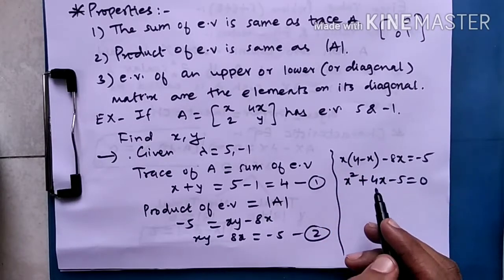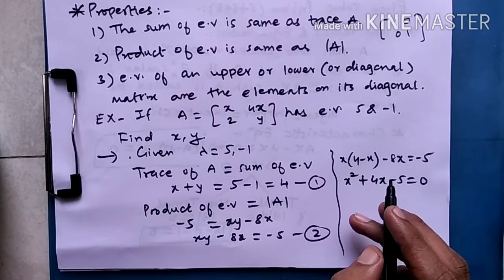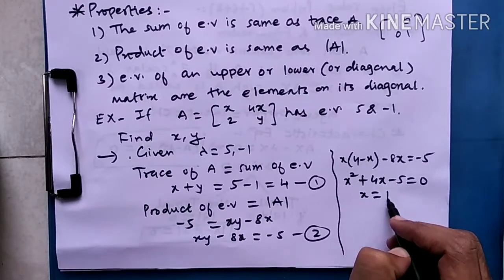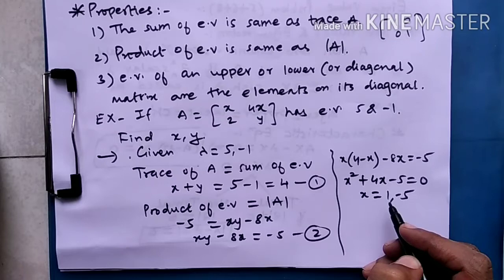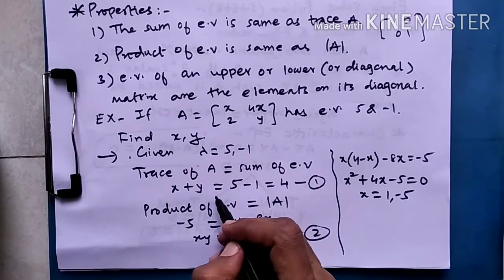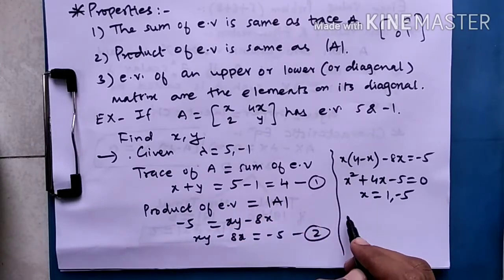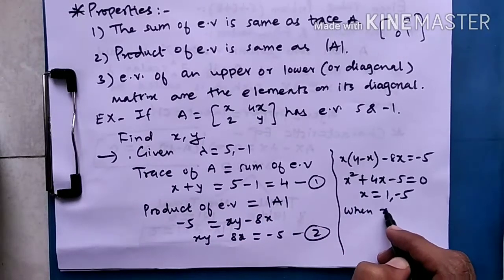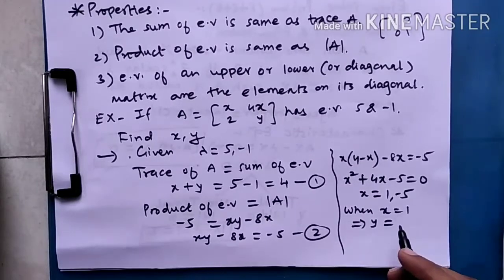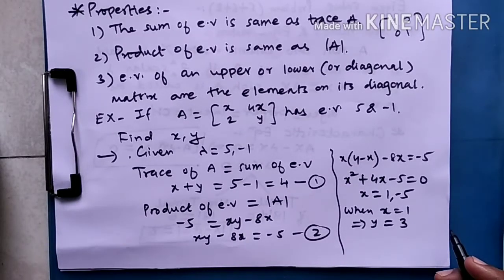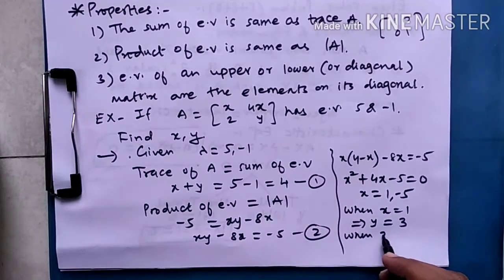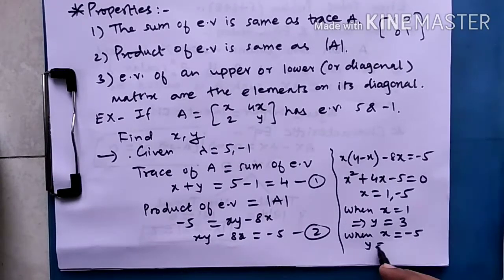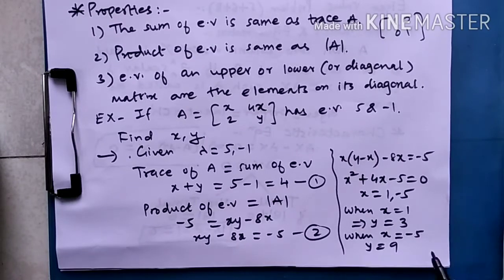Just simplifying this, you will get this quadratic equation whose roots are 1 and minus 5. So we got the answer for x, it is 1 and minus 5. We can substitute this in the first equation again, where y is 4 minus x, we will get the answer for y. So when x is equal to 1, then y will be 4 minus x, means 4 minus 1, that is 3. And similarly, when x is equal to minus 5, y will be 4 minus negative 5, that is 4 plus 5, hence it is 9. So these are the answer for x and y.